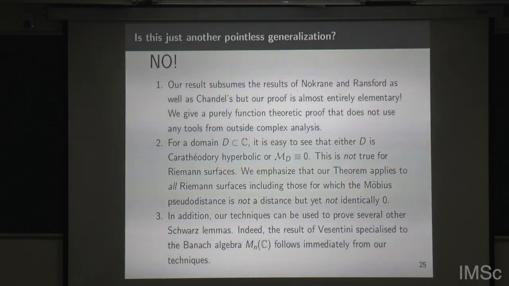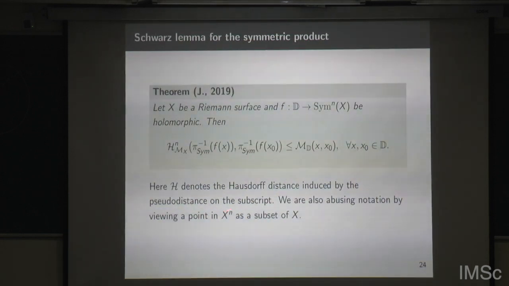But for Riemann surfaces this is not true. There are Riemann surfaces for which the Cartesian pseudo distance and the Mobius pseudo distance, for some pair of points it's 0 and for other pair of points it's not 0. Our result is true for all Riemann surfaces, irrespective of whether it's hyperbolic or partially hyperbolic like this, or the metric is identically 0. Of course, if the Mobius distance is identically 0, the left hand side is also identically 0. So the result is sort of trivial for all compact Riemann surfaces.